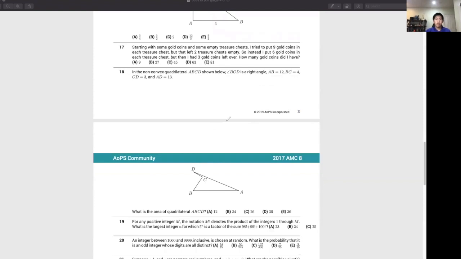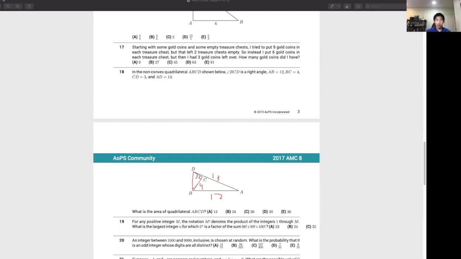In the non-convex quadrilateral ABCD, we have that BCD is a right angle, let's label that. AB is equal to 12, BC is 4, CD is 3, and AD is 13. We want to know the area of quadrilateral ABCD. It seems natural enough here to connect D and B, and then we have that BCD is a right triangle, so that means that DB is the hypotenuse in this triangle.